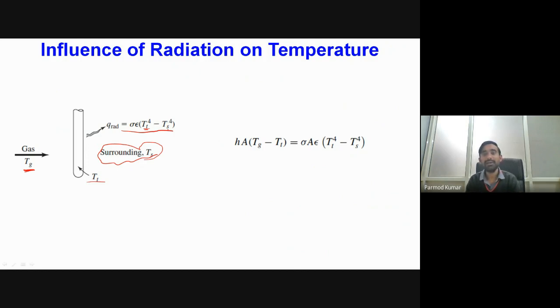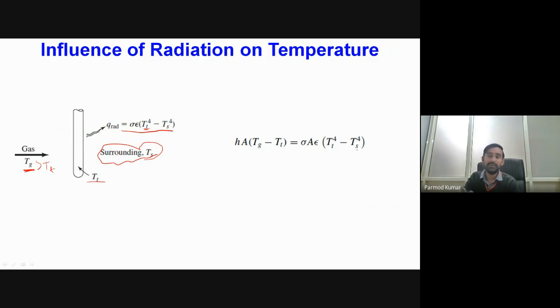Okay. Now, if we apply an energy balance over here, obviously we will have convective heat transfer from this gas to the surface of the thermocouple, because of which the temperature of the thermocouple will actually increase. If we consider Tg greater than Tt, then hA times Tg minus Tt represents the convection heat transfer, and then we have radiative heat transfer, the radiation emitted from the surface of the thermocouple into our surroundings. That net radiation emitted is equal to sigma A epsilon times Tt to the power 4 minus Ts to the power 4.